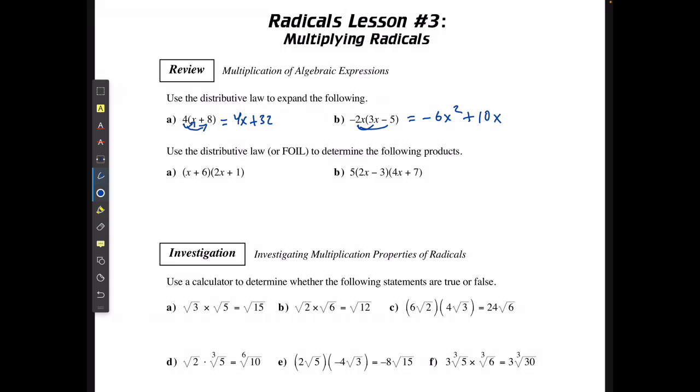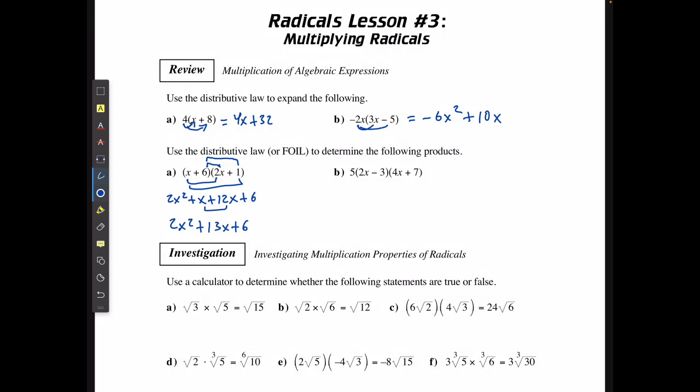If I am foiling these things out, then I'm going to multiply the first terms, the outside terms, the inside terms, and the last two terms. So the first terms are going to give me x and 2x squared. Then the x and the 1 is going to give me plus x, 6 and 2x is going to give me plus 12x, and 6 and 1 is going to give me plus 6. And then I just combine the like terms to get 2x squared plus 13x plus 6.